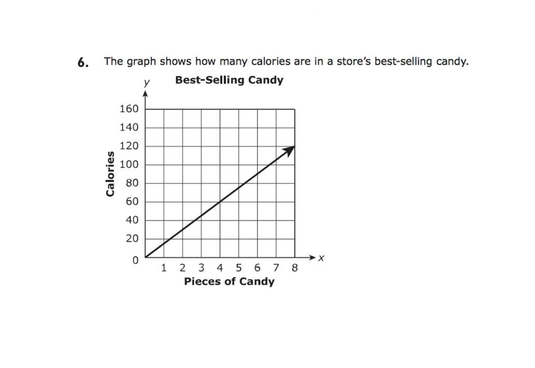Number 6. The graph shows how many calories are in the store's best-selling candy. I'm going to stay on this slide and look at the questions on my PowerPoint and answer them with the graph. So number 6 says, select the numbers that correctly complete the sentence. The constant of proportionality is 0.07 or 15 calories per one piece of candy. So we are looking at unit rate.